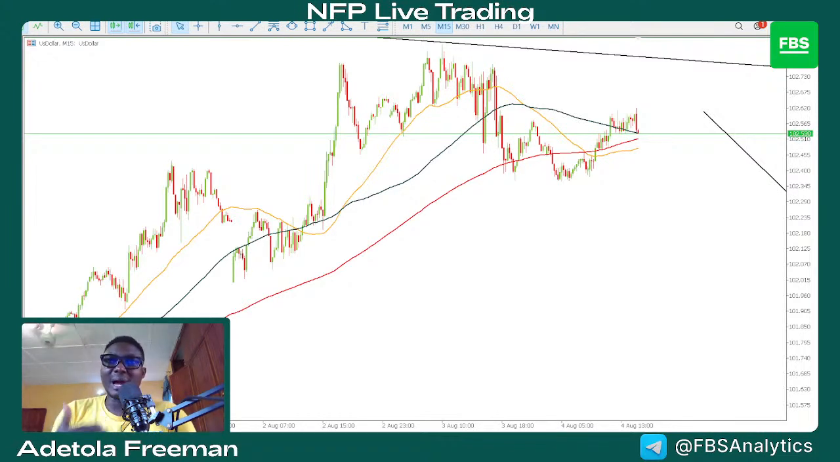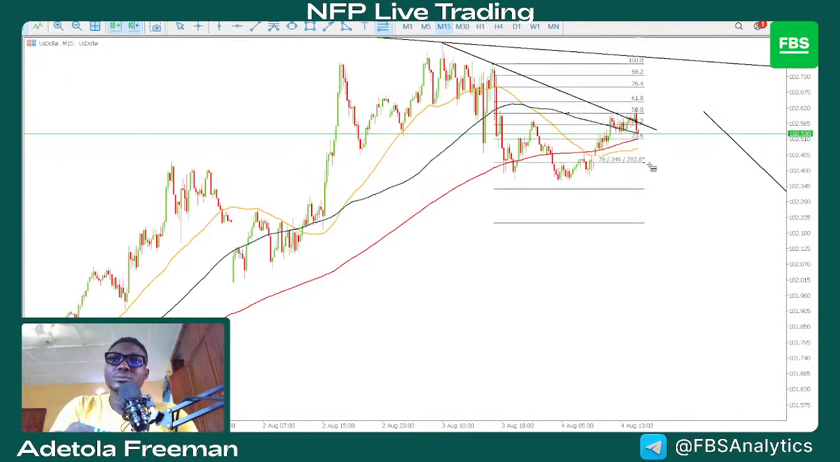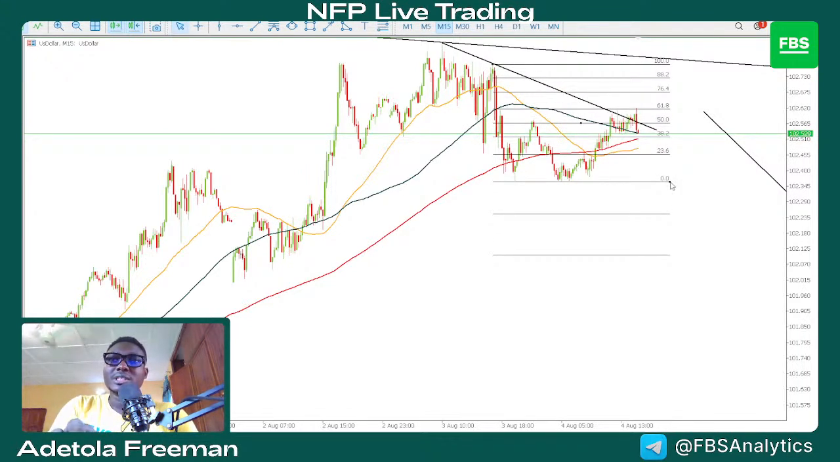Personally, my bias is that we're going to see a weaker dollar, and that's based on pure technical analysis. You can see we have this trend line here. Price is reacting from that trend line at the moment. And it's not just that trend line; we also have the 61.8 Fibonacci of this movement.